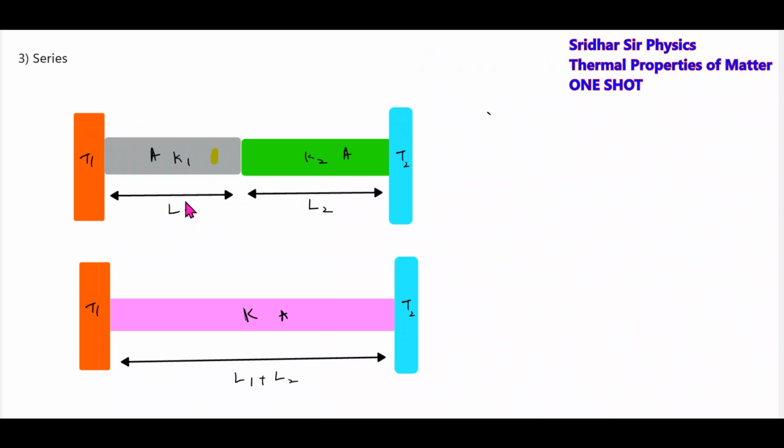Thermal resistances in series. When they are in series, we have to calculate the effective resistance. Let the thermal resistance of this be R1, and this be R2. Then the same heat current, the same thermal power, will flow. You can say this is the equivalent when the same amount of heat transferred by these two rods is transferred by this one, connected across the same source and the sink.